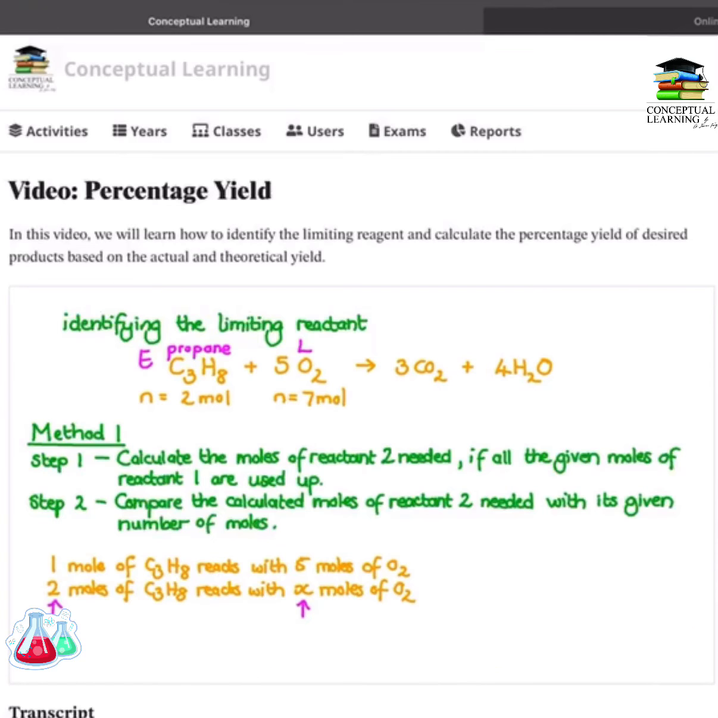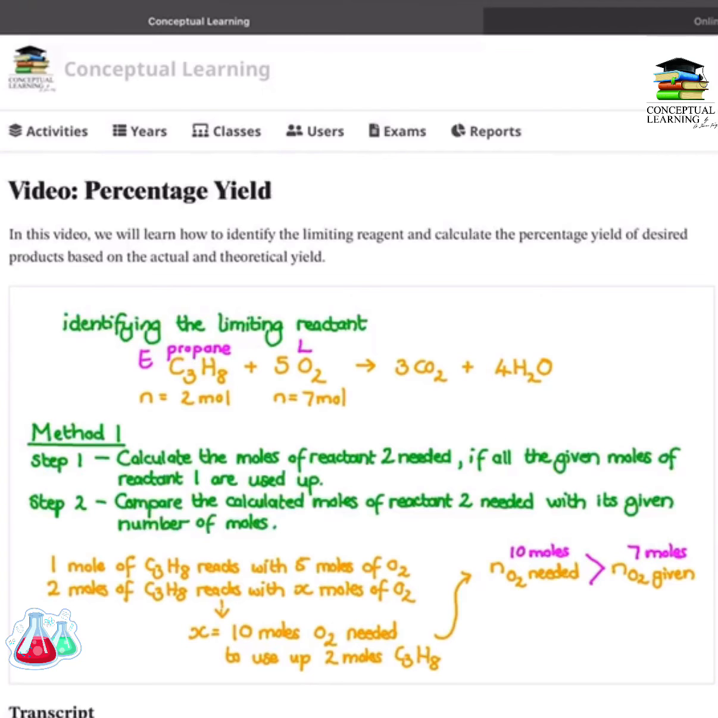The difference is that here we would take the given moles of propane to solve for the moles of oxygen needed to use up the given moles of propane. We would do the exact same calculation as before, and we'd get an answer of 10 moles of oxygen needed to use up the 2 moles of propane.